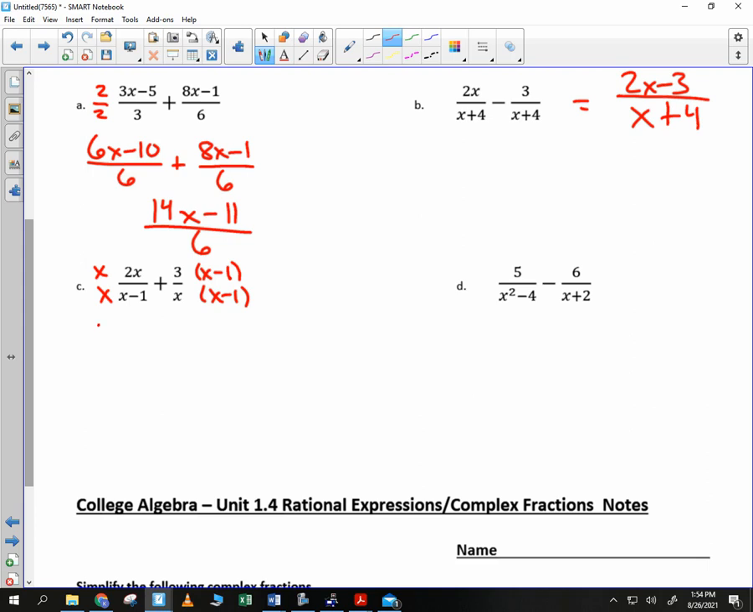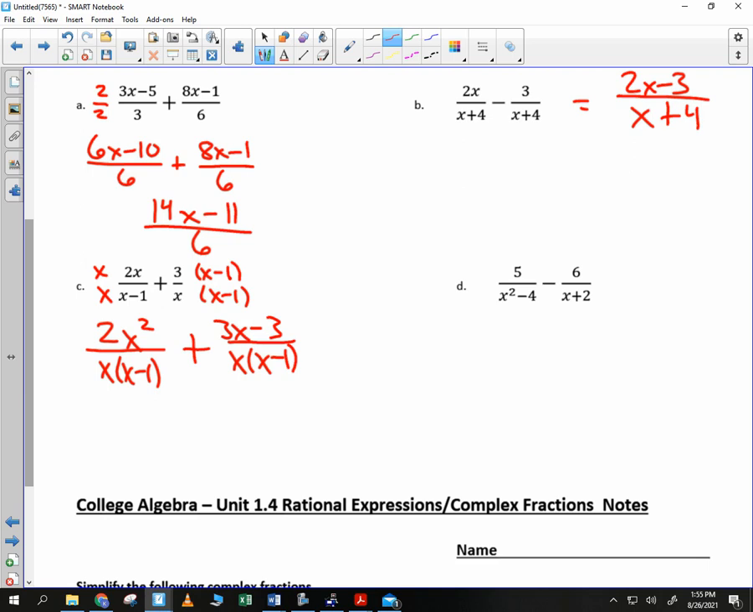So notice you have 2x squared over that x times x minus 1. Over x squared minus x. You don't have to multiply it through. You can leave it in factored form. Okay. And then plus 3x minus 3 over x times x minus 1. So the reason why we like to leave the denominator factored is in case the numerator would cancel with something in the denominator. But you can multiply a denominator if you want to.